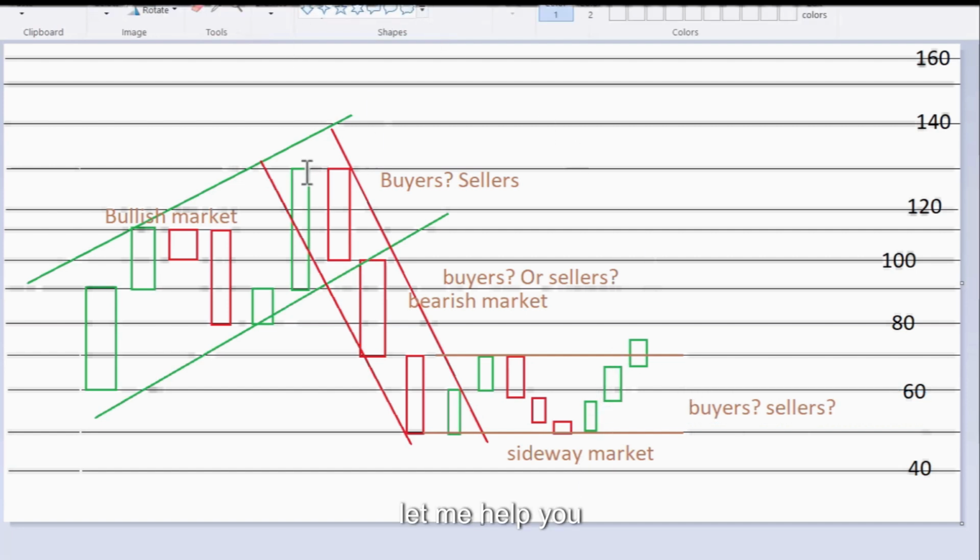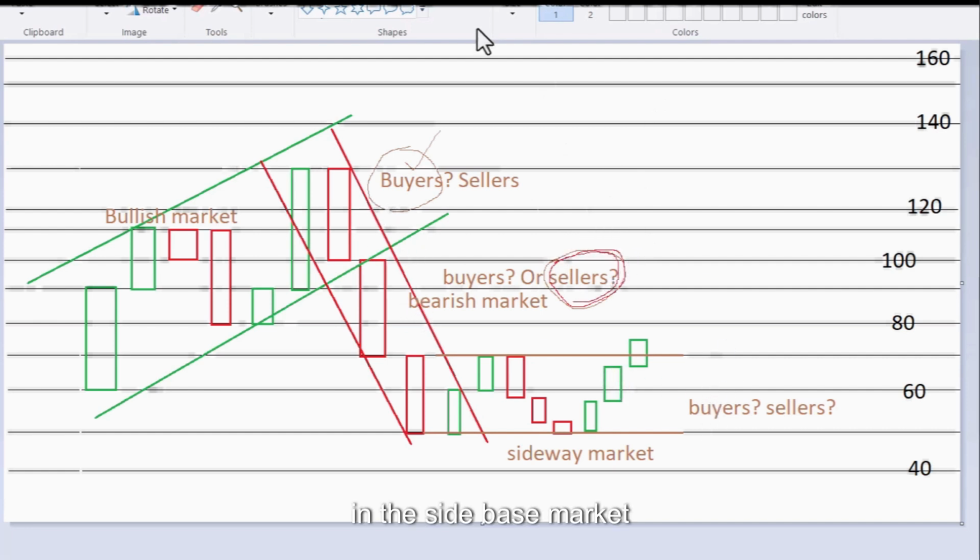Let me help you. In the bullish market, the buyers are in control. That's why they are making more and more green candles, and that's why the market is going up. In the bearish market, the sellers are in control. That's why you are seeing more and more red candles.